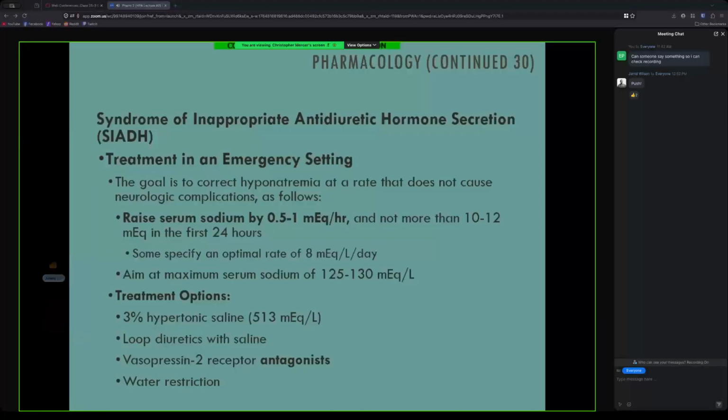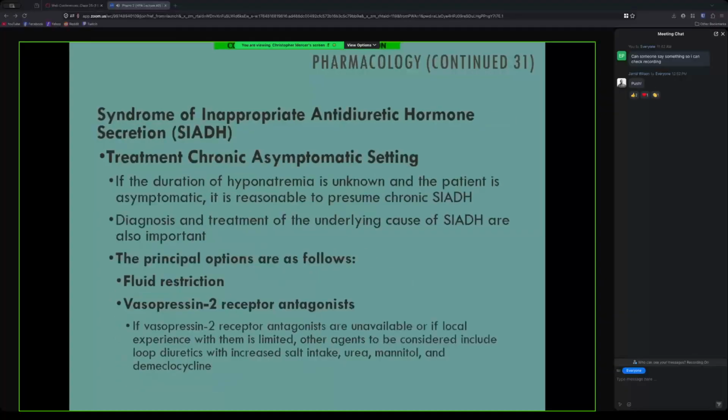So treatment options we went through, and then we're going to talk about the option of the vasopressin 2 receptor antagonist coming up. So now we're not talking emergency, right? We're treating chronic, greater than 48 hours of the hyponatremia. Or we don't know how long it's been going on, and the patient is not severely symptomatic, not having those neurological or respiratory changes that we discussed.